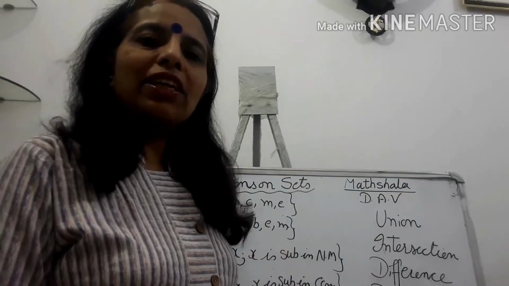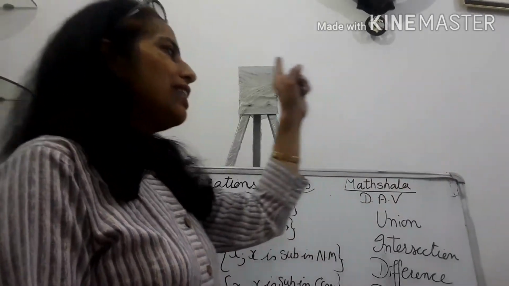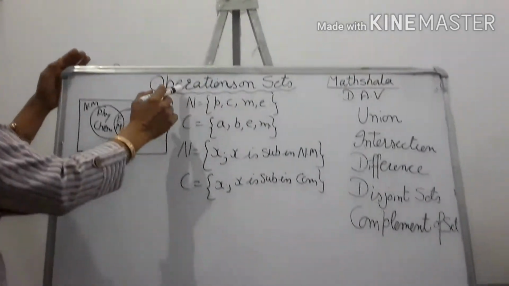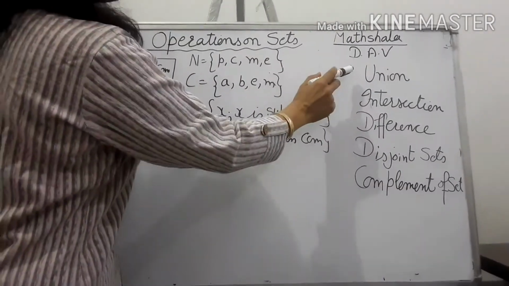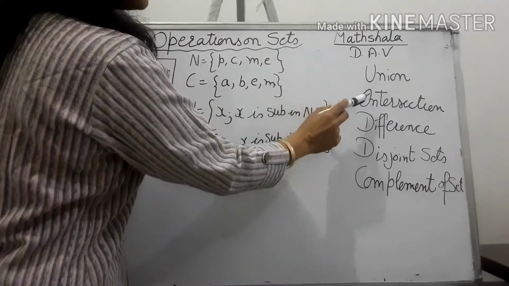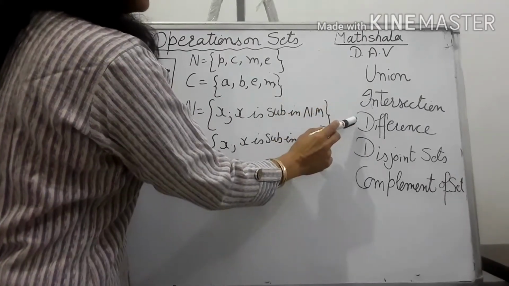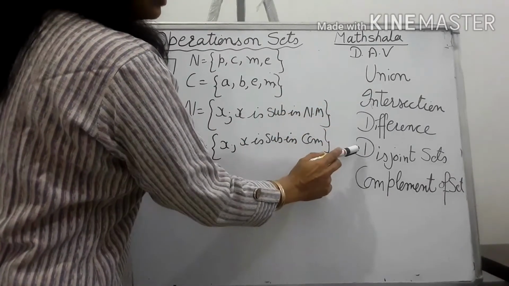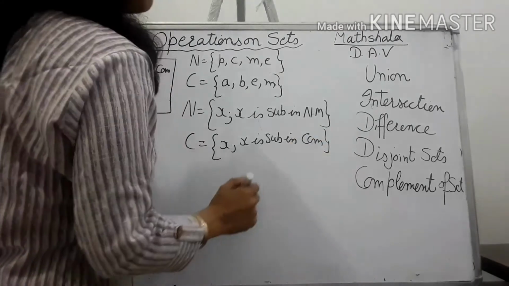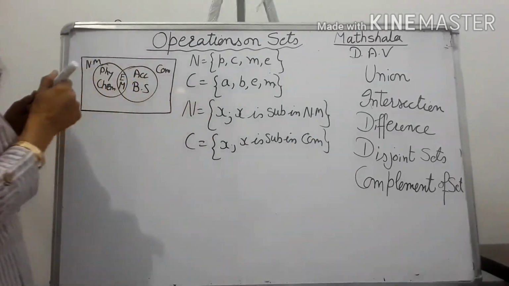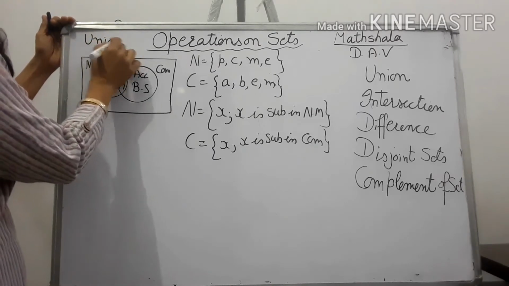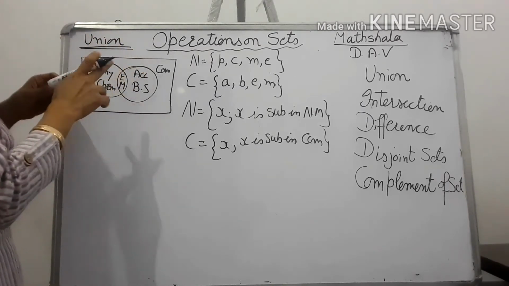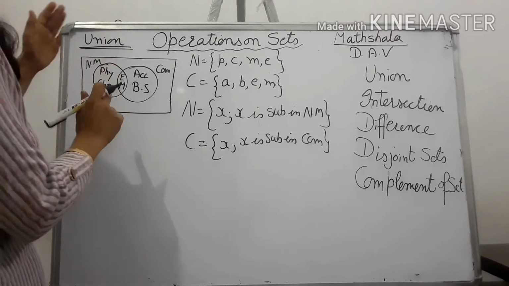Let's take the next step in sets, and our next step is operation on sets. In this topic we are going to do union of sets, intersection of two sets, difference of two sets, disjoint set, complement of sets, and let's start with union of two sets. Union of sets. Right now, we are taking the example of two sets.